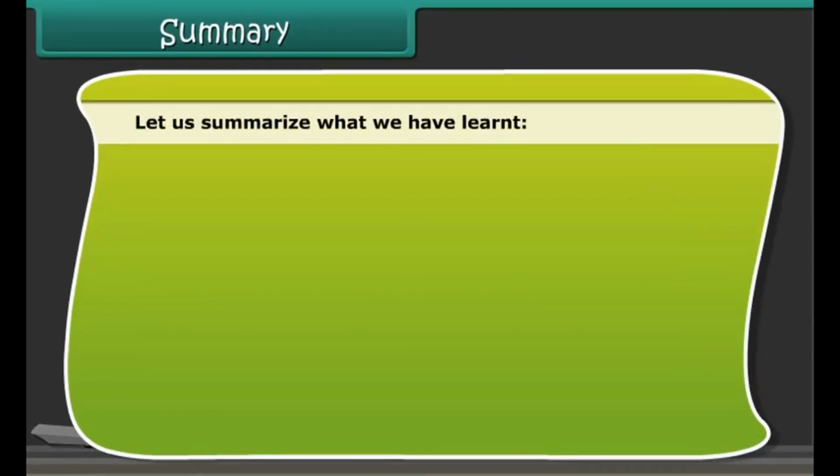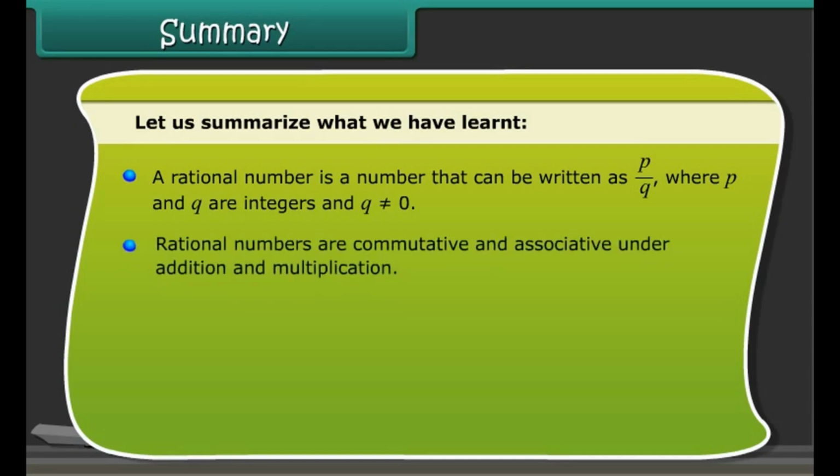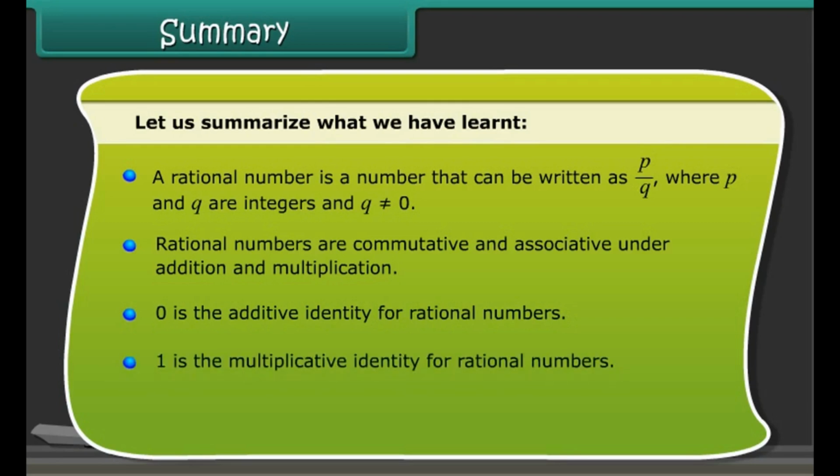Let us summarize what we have learned. A rational number is a number that can be written as P upon Q, where P and Q are integers and Q is not equal to 0. Rational numbers are commutative and associative under addition and multiplication. 0 is the additive identity for rational numbers. 1 is the multiplicative identity for rational numbers. The additive inverse of P upon Q is minus P upon Q and vice versa.